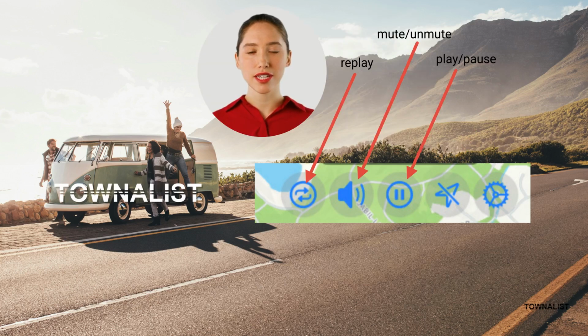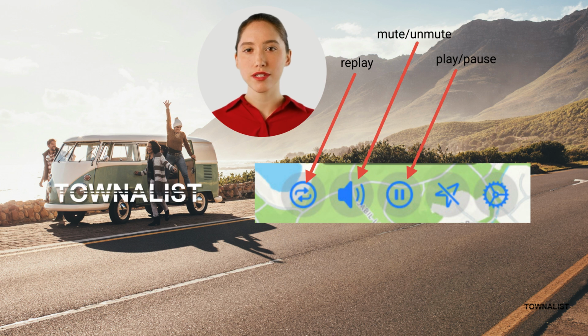At the upper button menu, you'll see a small set of audio control buttons. These let you control Townalist's spoken announcements and location information. Replay, circular arrow icon. Tap to replay the last spoken information. For instance, if the app just announced, "You are now in Cupertino," pressing replay repeats that message.